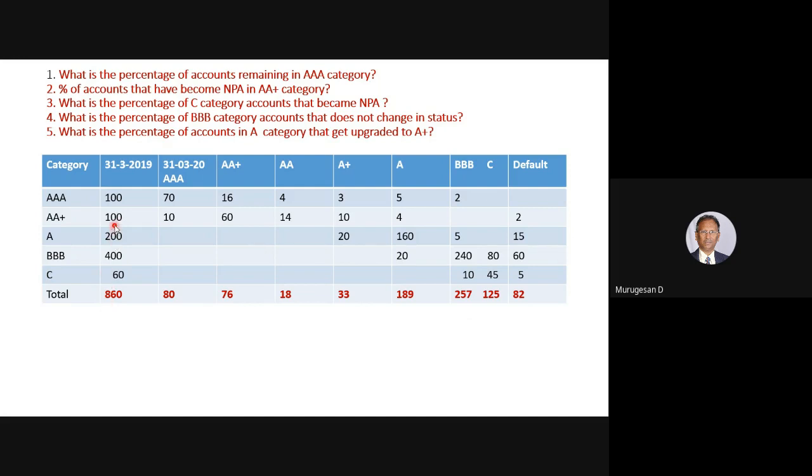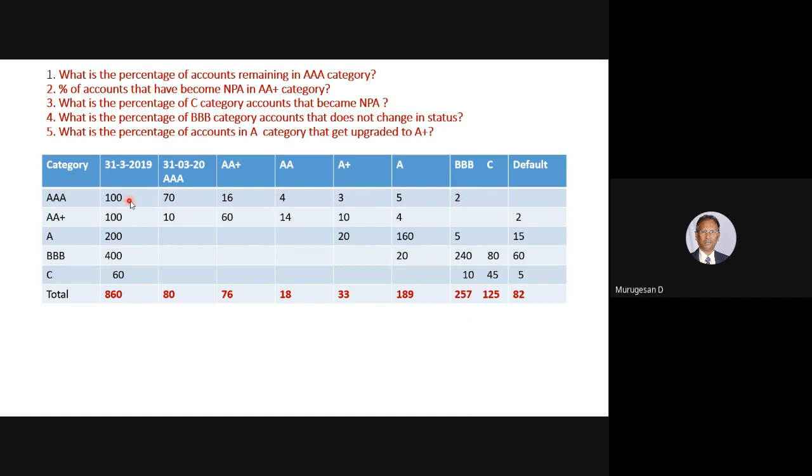You total it. The number of accounts will not undergo change. This is at the close of 2019. In 2020, what happened? It changed. My God. Out of 100 accounts, only 70 accounts still remain in the AAA category. So the remaining 30 accounts moved down. 16 accounts moved down, 4 accounts moved down, downgraded. This account also downgraded. These 5 accounts downgraded. These are BBB downgraded. Totally make it 100.